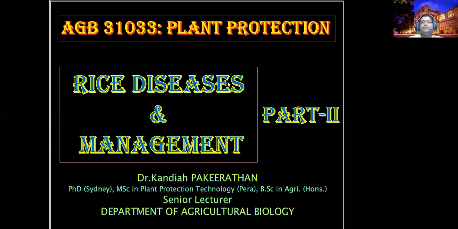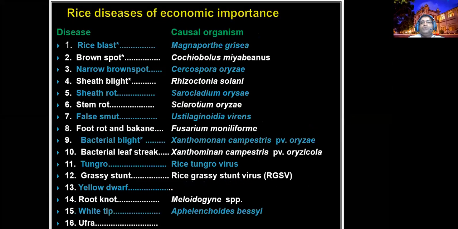In the plant protection class, the last class we were discussing the rice diseases and its management. We are going to continue with part 2 of this section. So you all know there are several causes for the rice diseases. We can classify them into bacteria, fungi, and virus. These are three microorganisms causing the severe, economically important rice diseases.